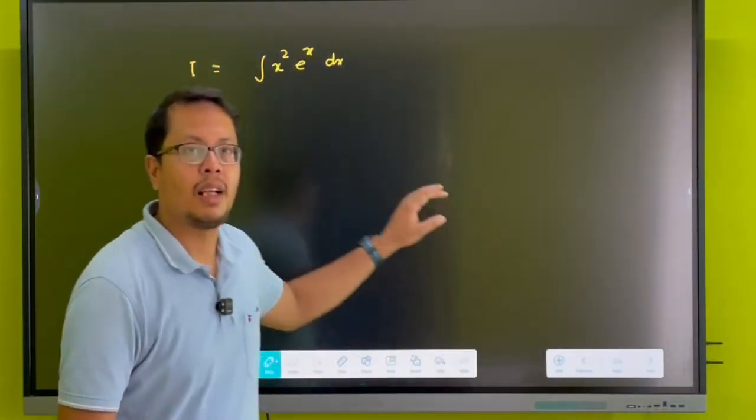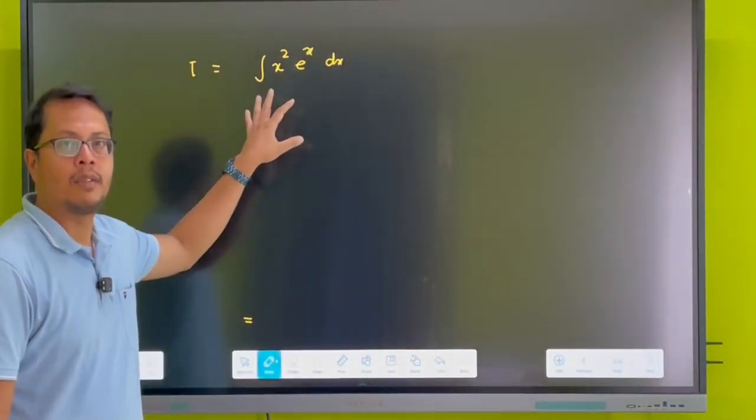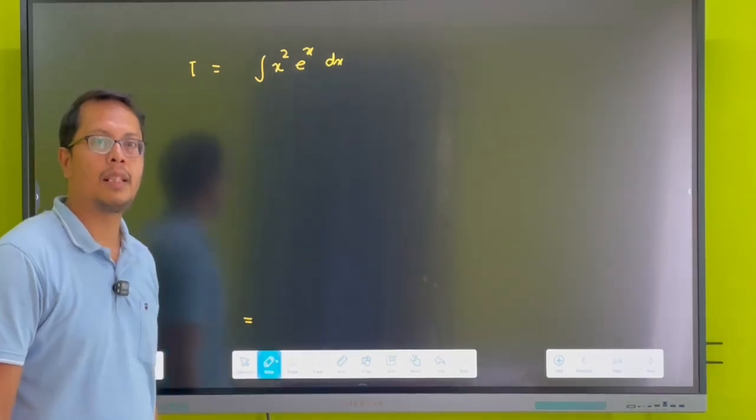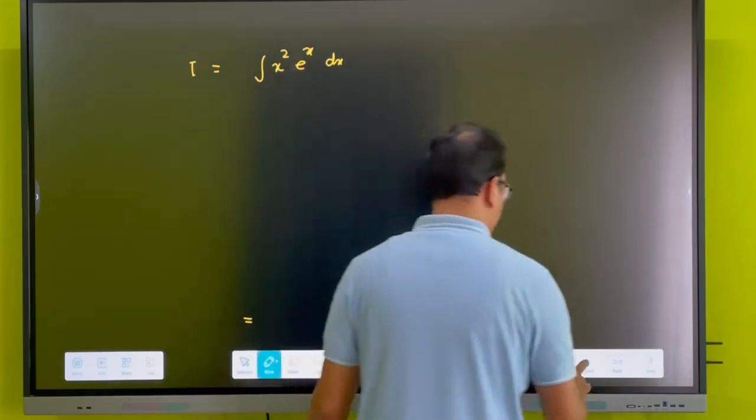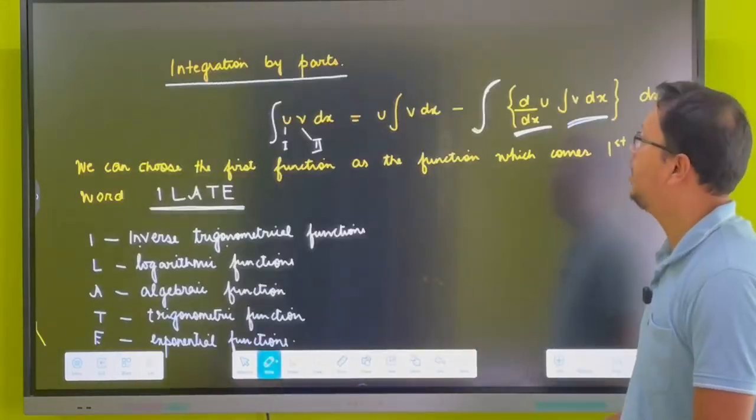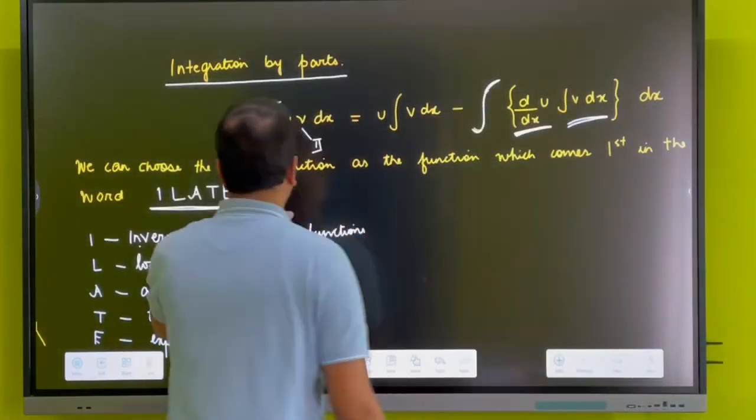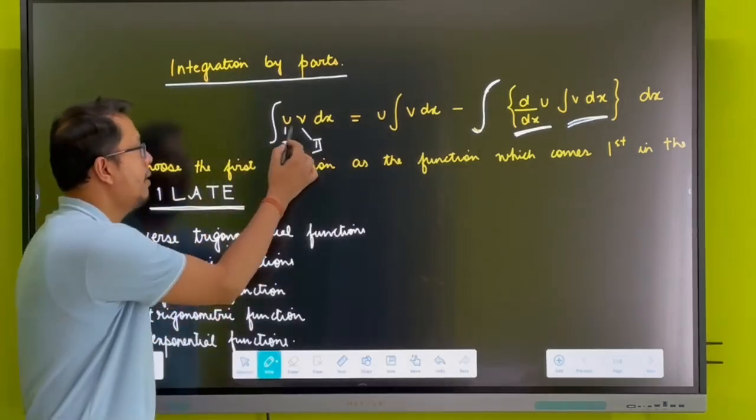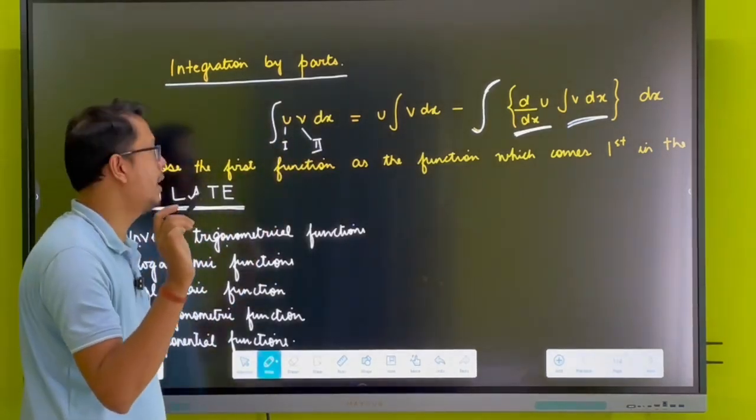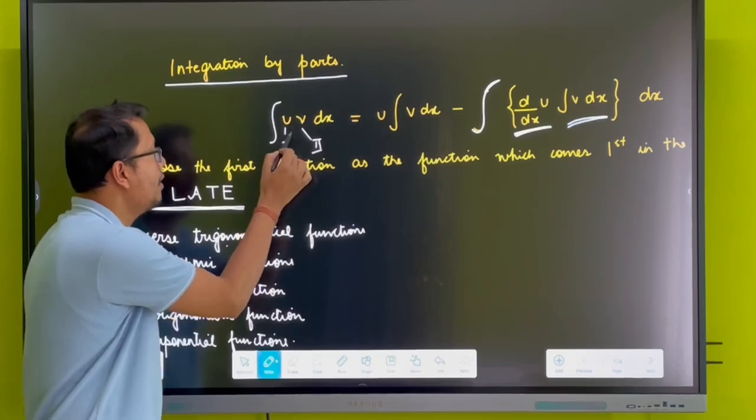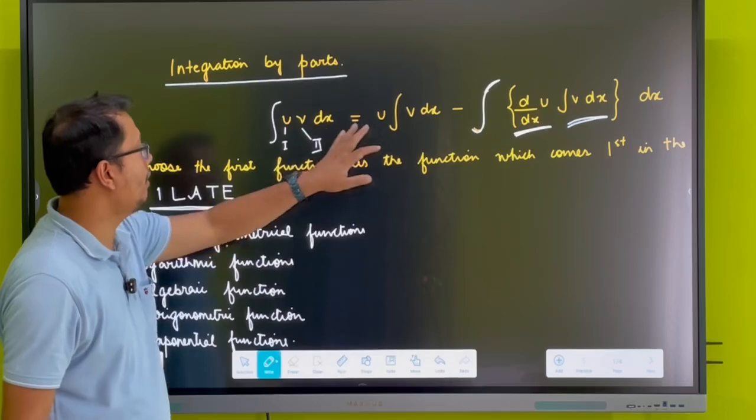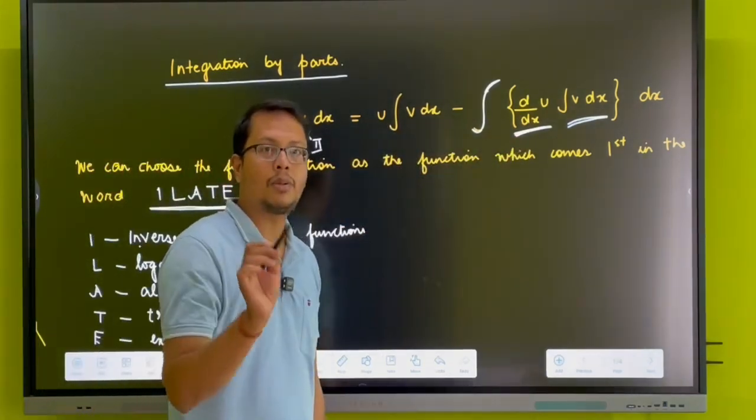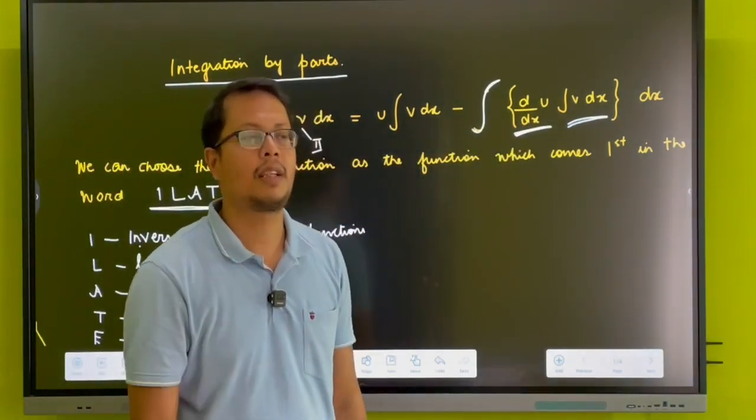Hello students, while solving such type of problems, we will take the help of a method which is called integration by parts. So let's see what is that particular method. The method is such that the two functions are divided into two names. u is known as the first function and v is known as the second function, and this is how we expand it. Now how to choose the first function and second function?